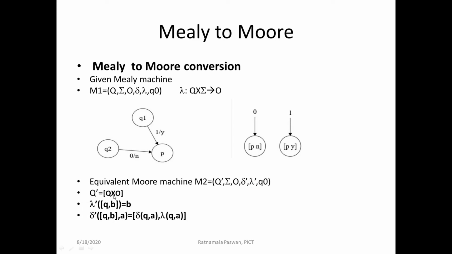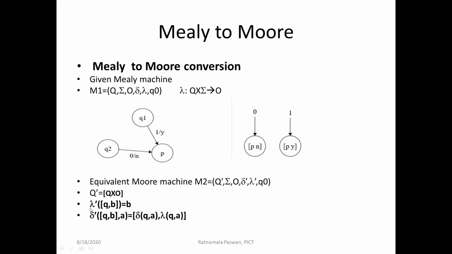Q dash is nothing but a combination of states with the output symbols. As I said, if there are n output symbols, each state is divided into n states. One example we have already seen: here is the state P, and we split it into two states, because there are two output symbols.